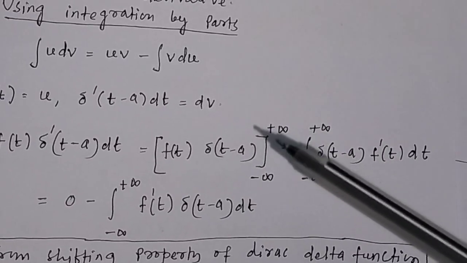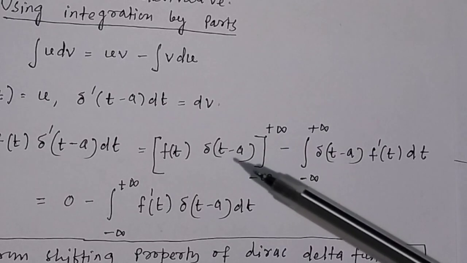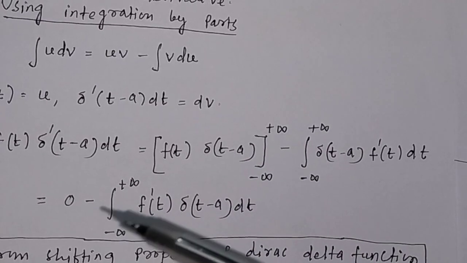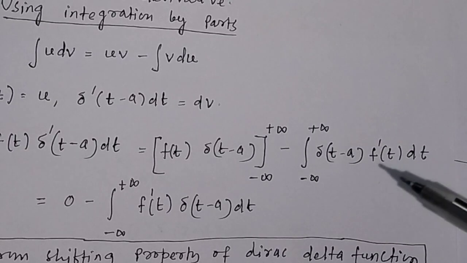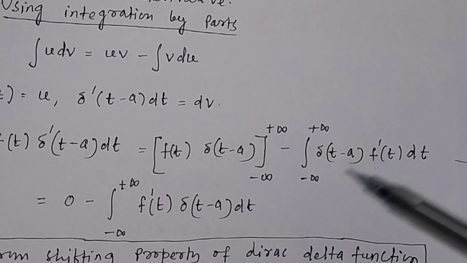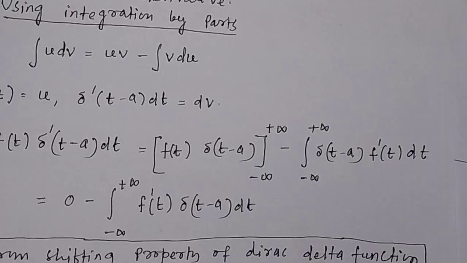Okay, so this is from the integration by parts. If you put minus infinity to plus infinity, first put infinity, then minus infinity, this will be equal to 0. Then what will be the second term? This will be equal to, again I have written this term, f dash t, then delta (t minus a) dt.